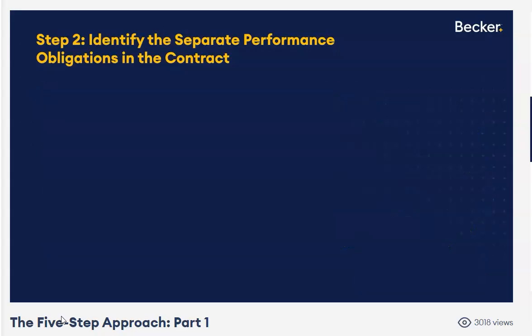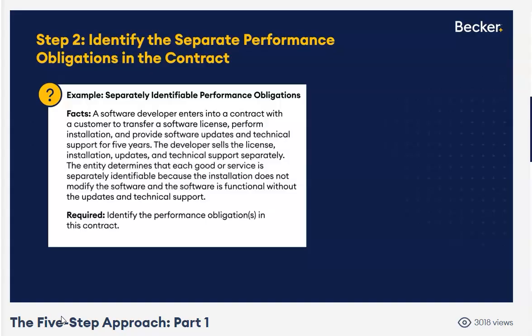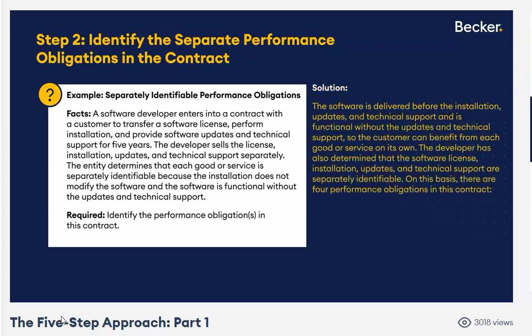The second one, a software developer is developing software that they're going to transfer a license, they're going to perform installation, and the software will be updated as needed, and technical support will be provided for 5 years. The entity determines that each good or service is separately identifiable because the installation does not modify the software, and the software is functional without any updates. Therefore, in this case, they are all separate, right?